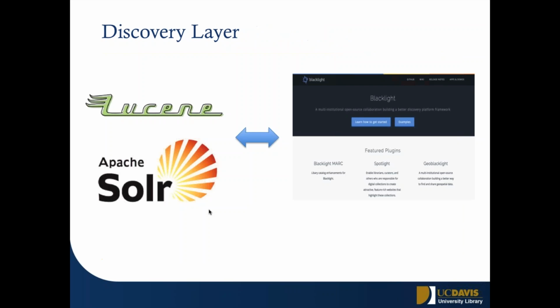Now, one thing that comes up then is that last box, and it's the question of discovery layer and integration with the rest of our universe. We already have discovery layers that work. The one I'm going to mention, there are several of them, is Blacklight.